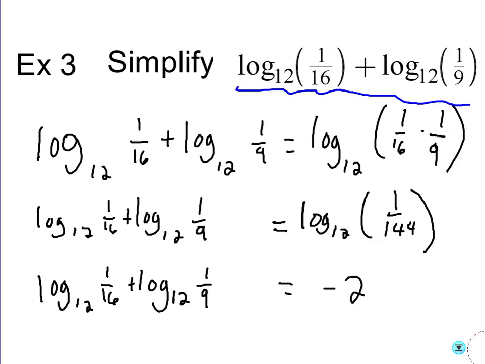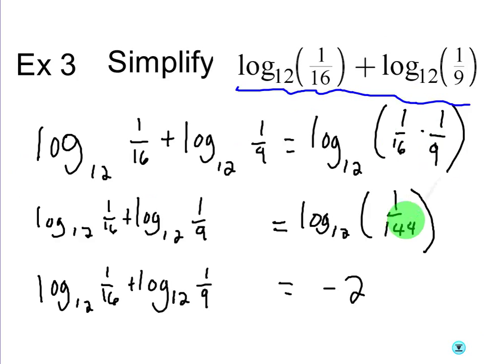All right, so again, the only way to add logs is to make sure that the bases are the same. These are both base 12, and that's good enough. So what we're going to do is multiply what's inside. You want us to write this down? Yes, so it'll be 1/16 times 1/9.